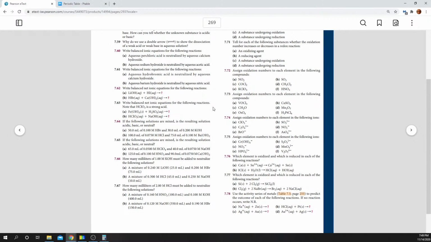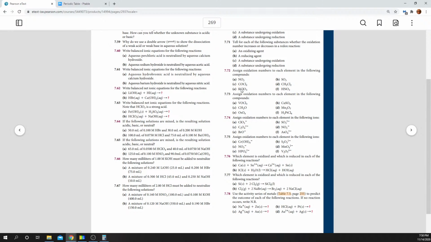Assign oxidation numbers to each element in the following compounds. Okay, I'm going to power through this one. Oxygen is negative. Okay, so A is NO2. Oxygen is -2. Nitrogen is +4. B, SO3. Oxygen is -2. Sulfur is +6. C, COCl2. Let's see, oxygen is -2. Chlorine is -1. So carbon is +4. CH2Cl2. Hydrogen is going to be +1, chlorine is going to be -1, so carbon is going to be 0.